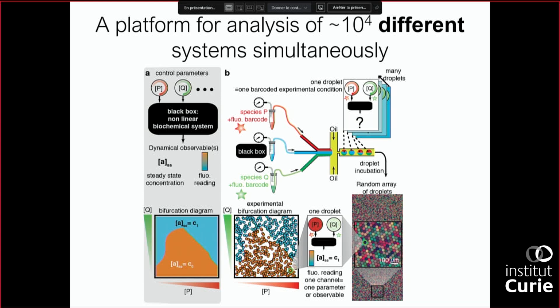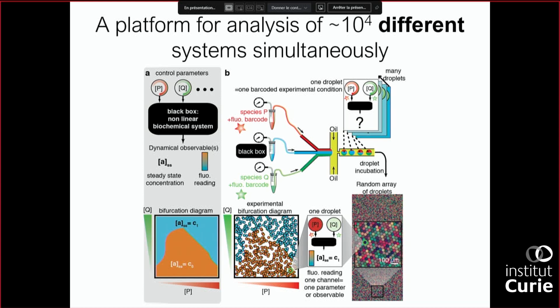So what we do is that we also put in fluorescent barcodes. This mixture that contains one particular compound also contains a red fluorescent dye. So by looking at the red fluorescence, we know how much of that particular mixture one particular droplet received, and we can go back to all the concentrations at the beginning.